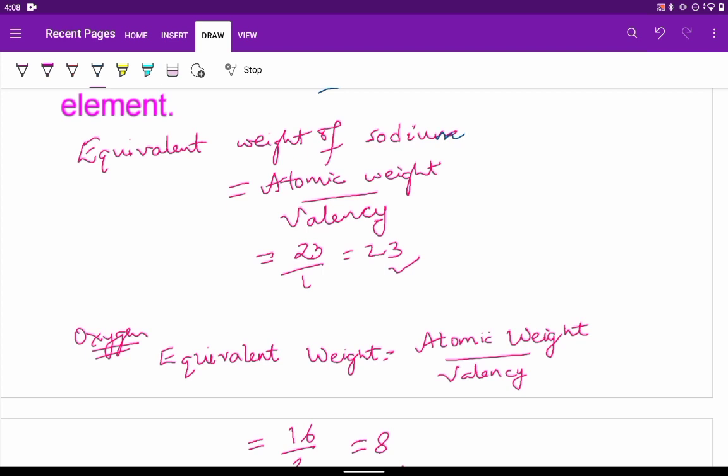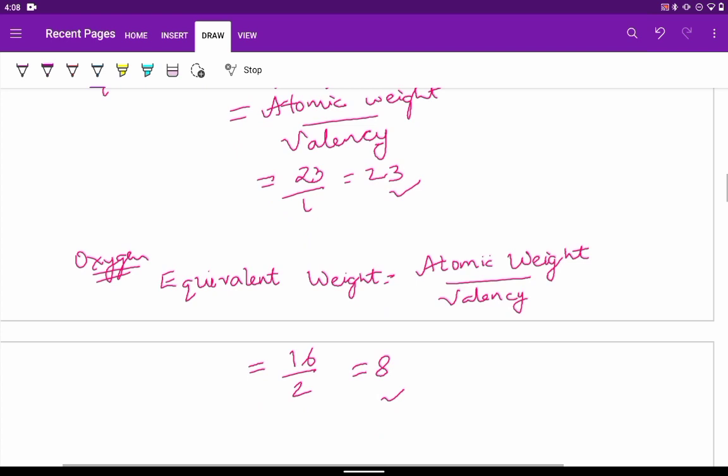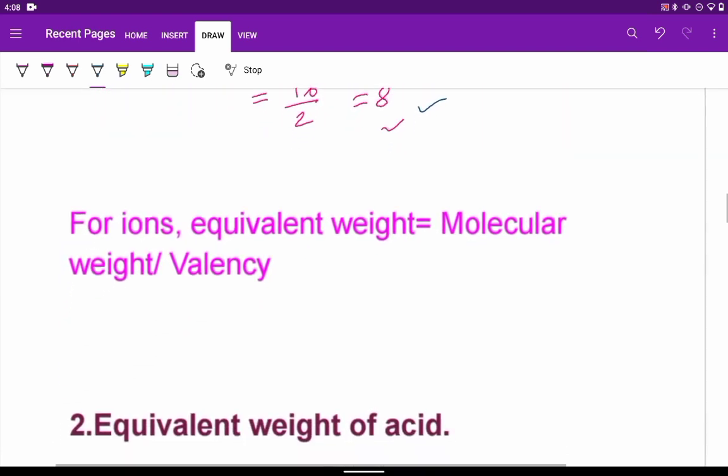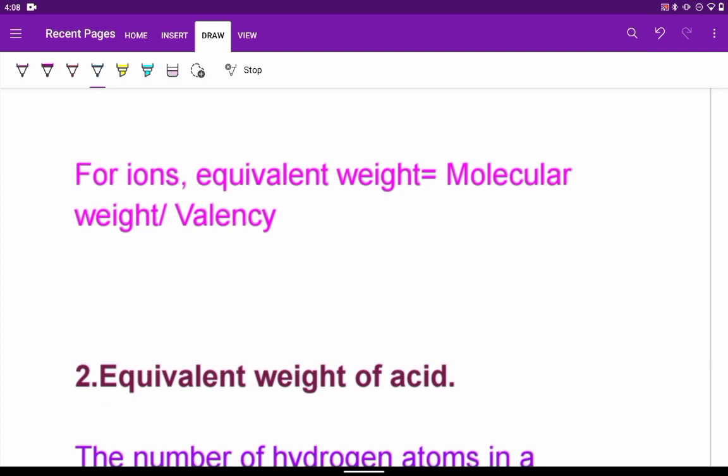Now in the case of oxygen, valency is 2 and atomic weight is 16. So equivalent weight again is atomic weight by valency, that is 16 by 2, we get 8. For ions, equivalent weight is equal to the molecular weight of that ion divided by valency. An ion also can have an equivalent weight. It is equal to molecular weight divided by its valency.